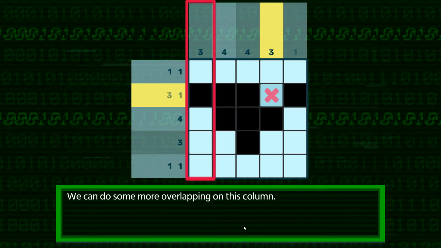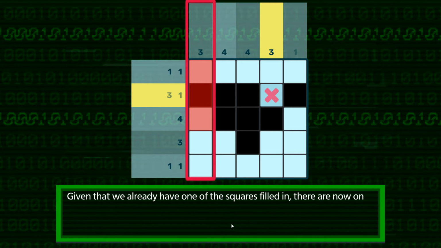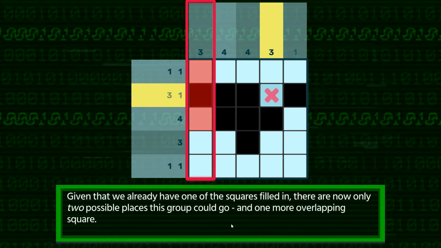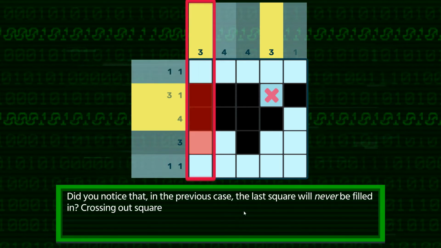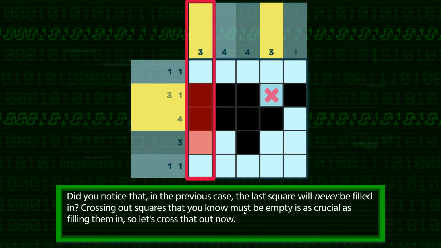We can do some more overlapping on this column. Given that we already have one of the squares filled in, there are now only 2 possible places this group could go, and 1 more overlapping square. Fill in that square now. Did you notice that in the previous case the last square will never be filled in? Crossing out squares that you know must be empty is as crucial as filling them in, so let's cross that one out now.